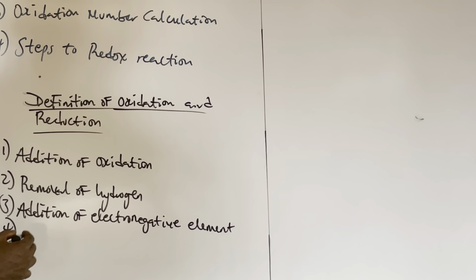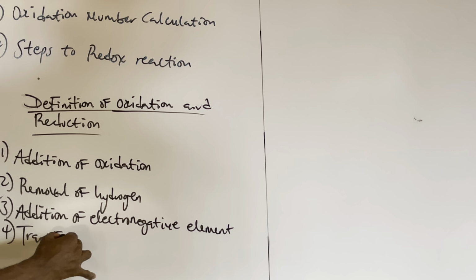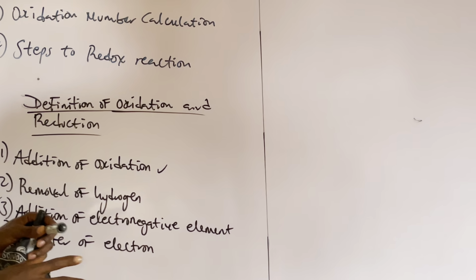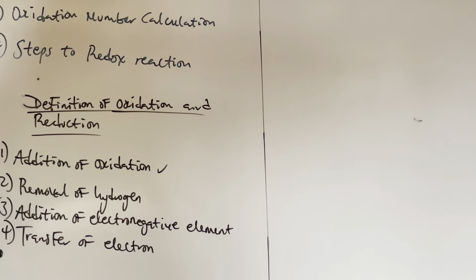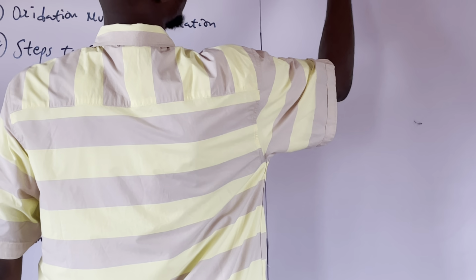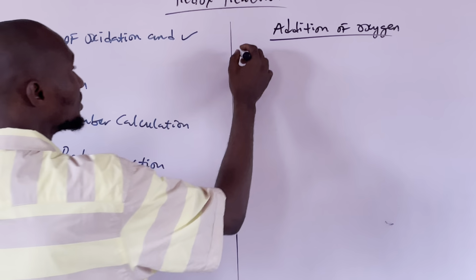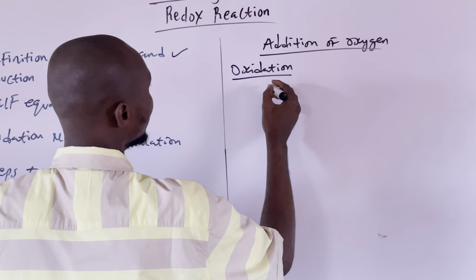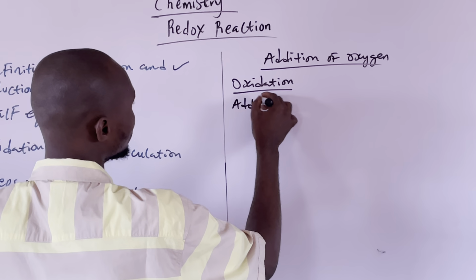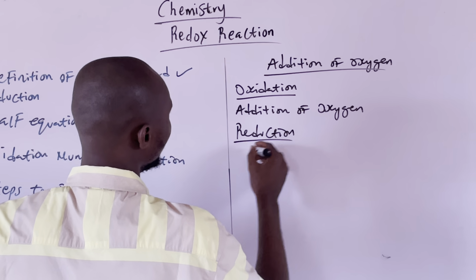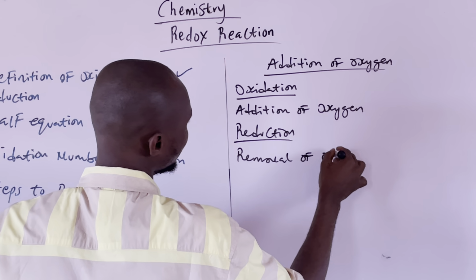Fourth one is transfer of electron. Okay, let's start out with addition of oxygen. Under addition of oxygen, I want us to know that oxidation here is addition of oxygen, while reduction here is removal of oxygen.